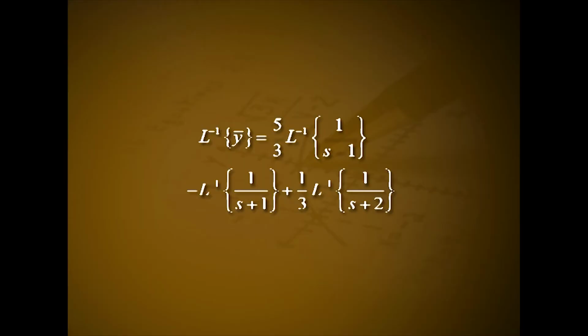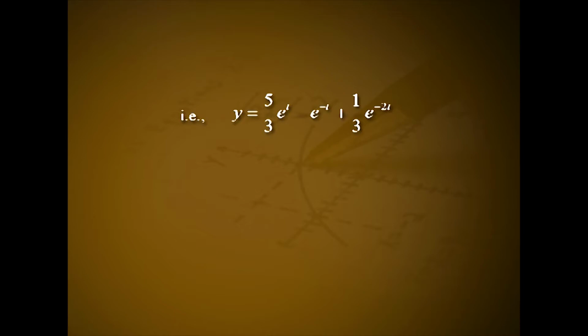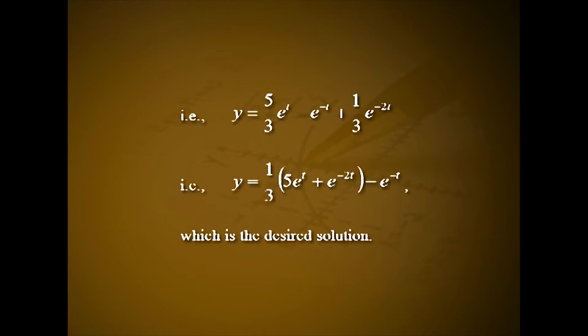Taking the inverse Laplace transforms on both sides, we get L inverse of y bar = 5/3 L inverse of 1/(s - 1) - L inverse of 1/(s + 1) + 1/3 L inverse of 1/(s + 2). That is, y = 5/3 e^t - e^(-t) + 1/3 e^(-2t). That is, y = 1/3 (5e^t + e^(-2t) - 3e^(-t)), which is the desired solution.